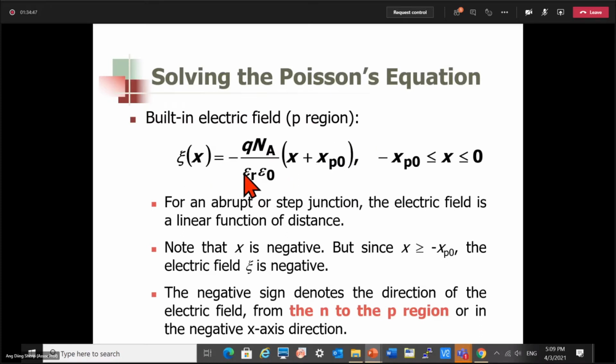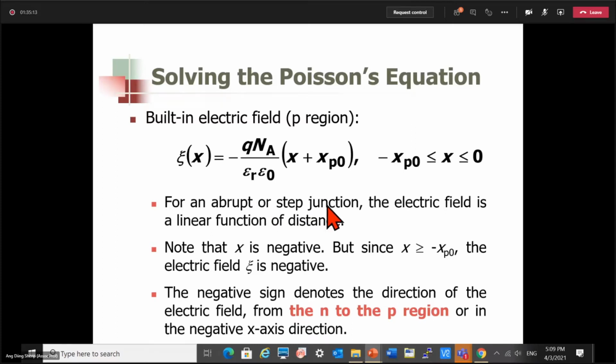Now, what is important to note here is that the electric field varies linearly with distance across the space charge region on the P side. All right, it's quite straightforward to see this is a linear equation in x. Okay, all right, now, at this point, I want to caution you that this result only applies for an abrupt or step junction.